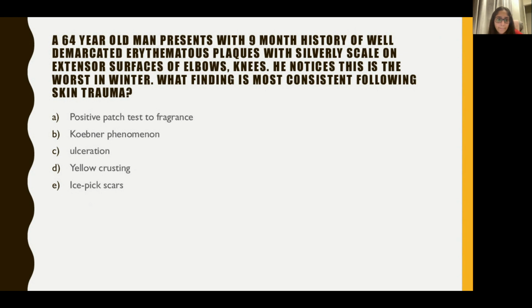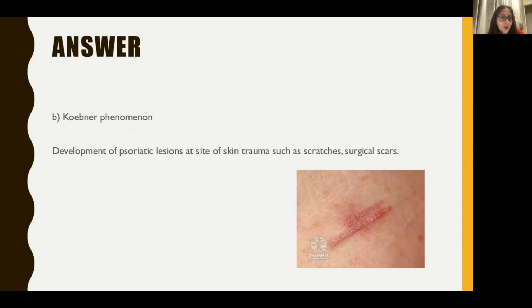Two people have said B. Yes, that's correct. So Koebner phenomenon. So the question is indicating to a diagnosis of psoriasis, and as we discussed, at the site of trauma, such as scratches and surgical scars, there can be development of psoriatic type lesions, which we would describe as Koebner phenomenon.